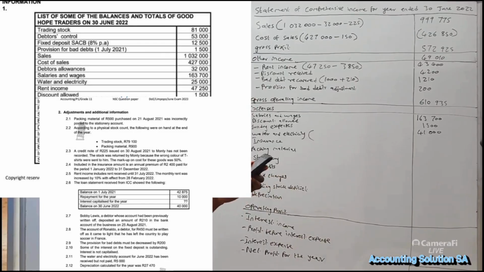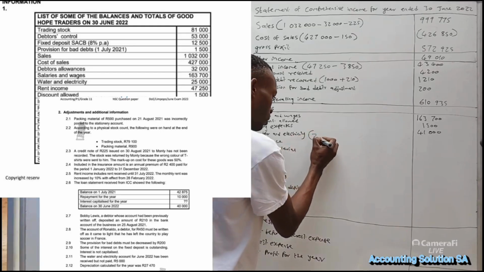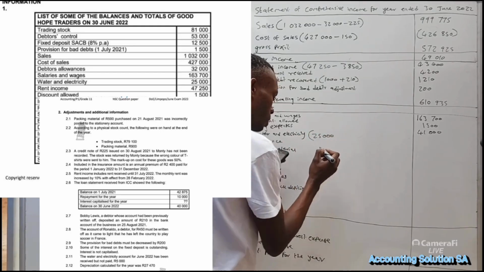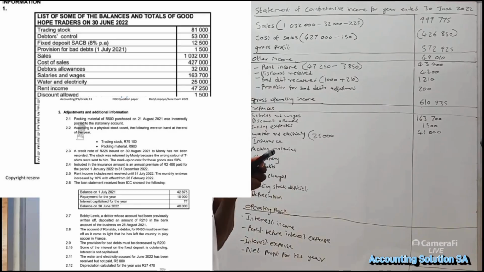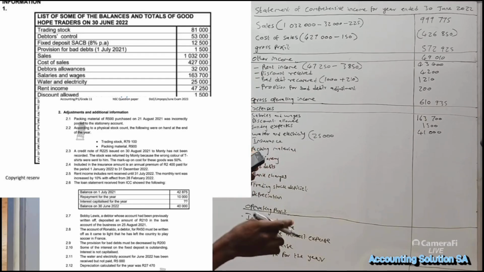The reason is because we have to work out something. Okay, the first one, we have to take it from our balance or list of balances. Okay, it was 25,000 and we check additional information. Okay, additional information number 2.11, water and electricity for June 2022 has been received but not paid. Okay, an amount of 5,000. They are saying that it was not yet paid.